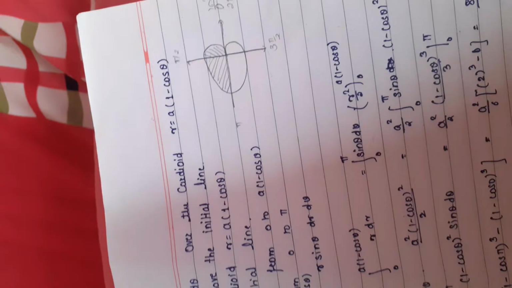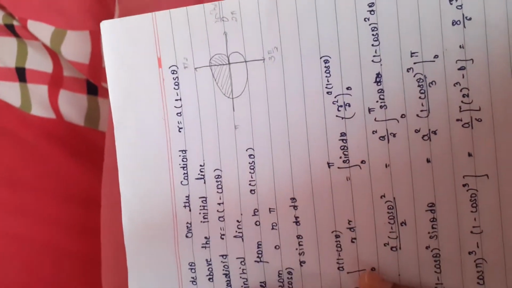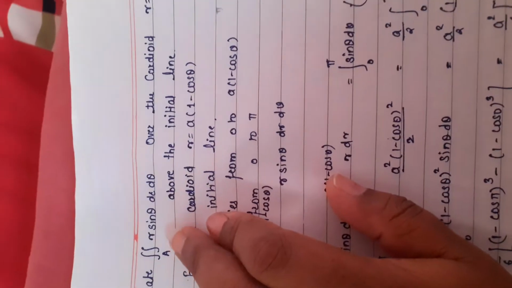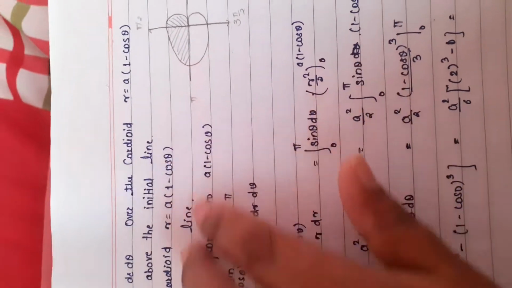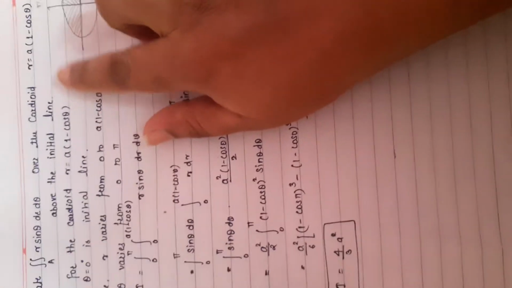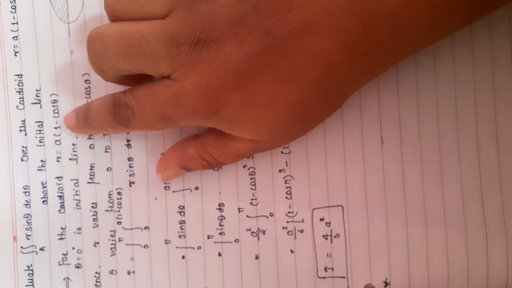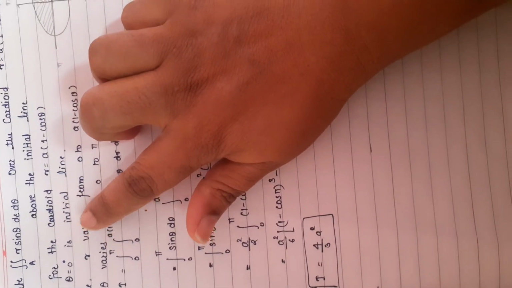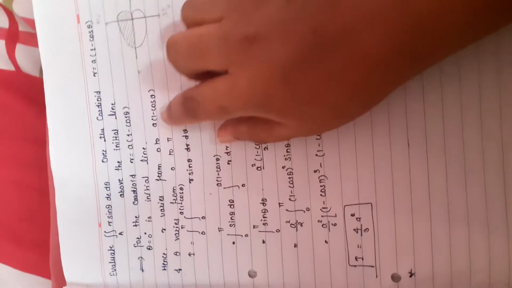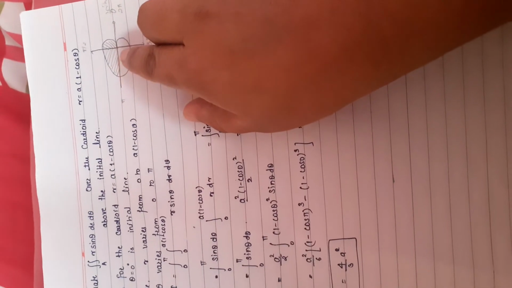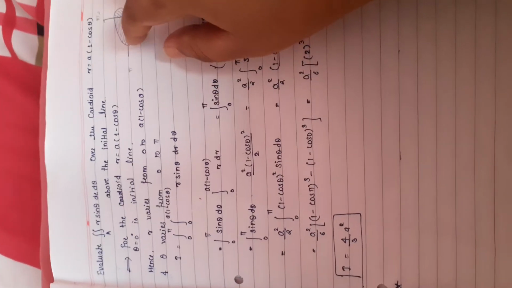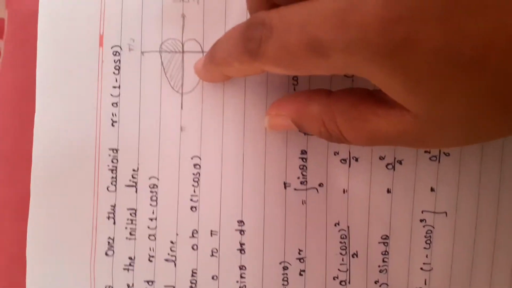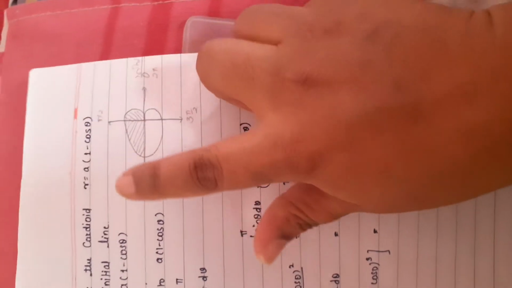Now here the cardioid is: evaluate the double integration of r sin theta dr d theta over the region of the cardioid r is equal to a into 1 minus cos theta above the initial line. From the topic tracing curve, we know that for the cardioid r is equal to a into 1 minus cos theta, theta equal to 0 degree is the initial line. This is the diagram here, this is our initial line, then they told us above the initial line, that means the upper portion of the given cardioid.